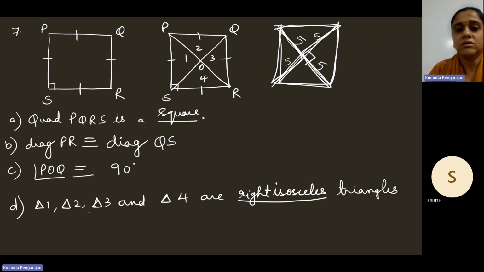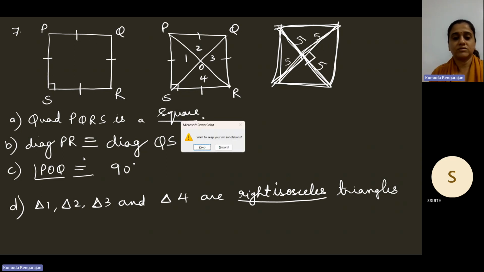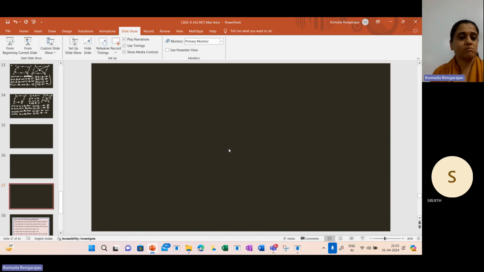The other properties, you know, no? The diagonals bisect each other. So PO is equal to OR and QO is equal to OS. Now let's see the answers to the homework questions. Where have you done it? Ah, yeah. No, that one we are not discussing today. I'll tell you what we do. One second.